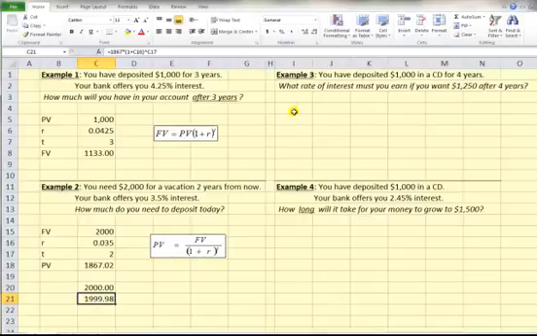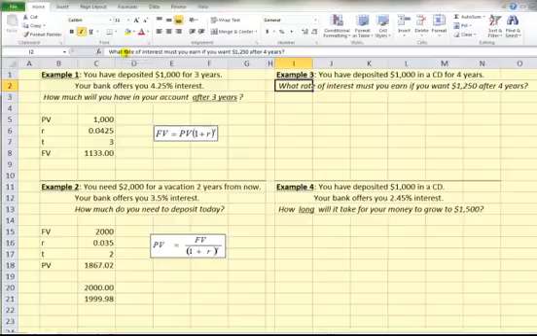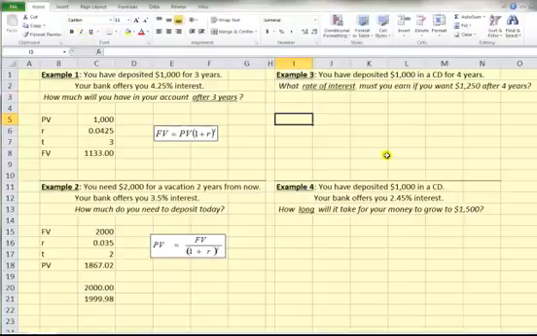Moving on to example 3, you have deposited $1,000 in a CD, a certificate of deposit, for 4 years. What rate of interest must you earn if you want $1,250 after 4 years? So our unknown here is the rate of interest. And what information do we have in order to solve for that? You have deposited $1,000 today, so that's present value.